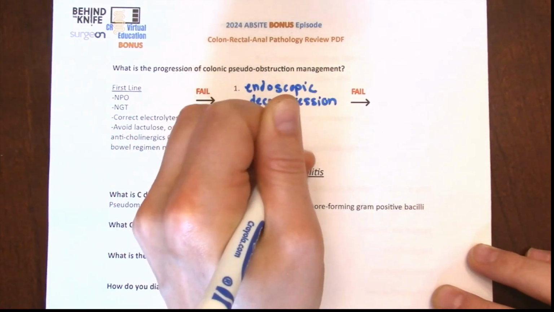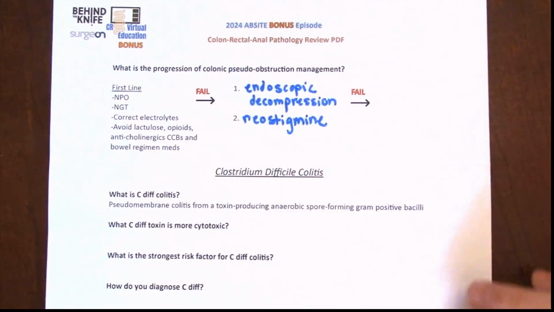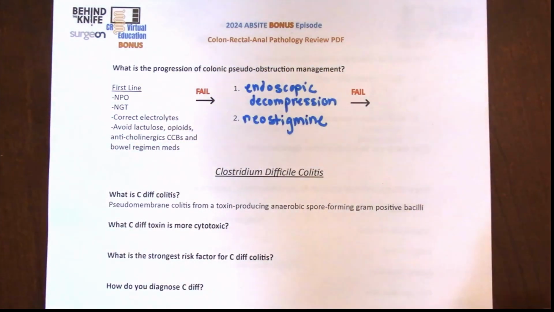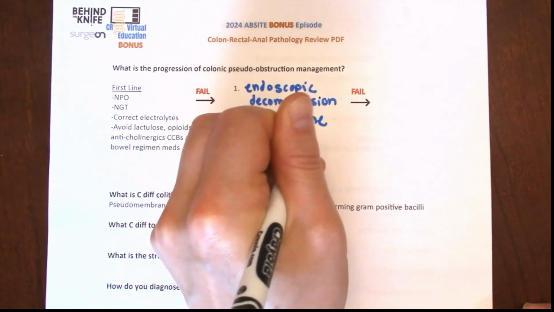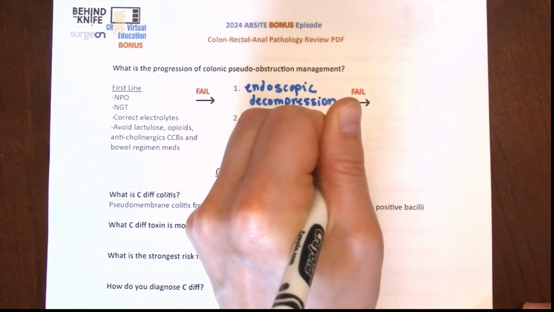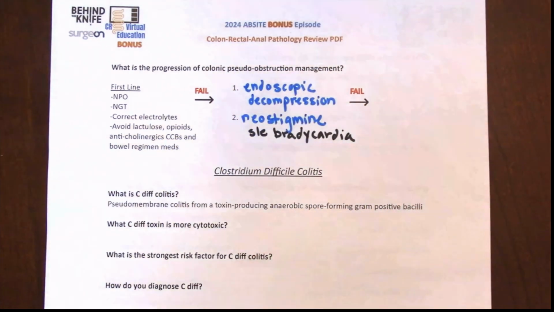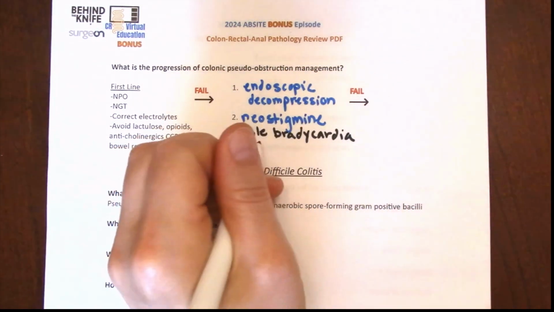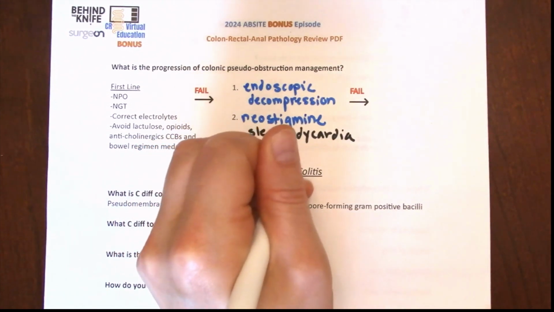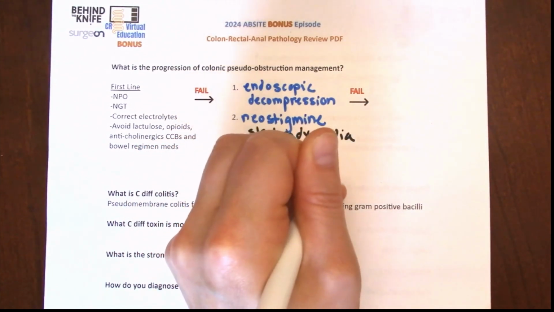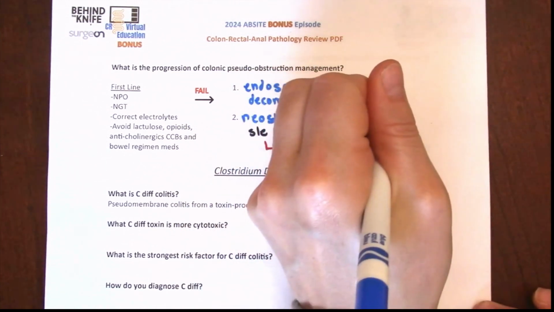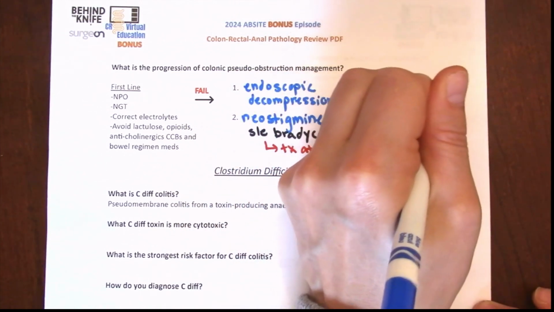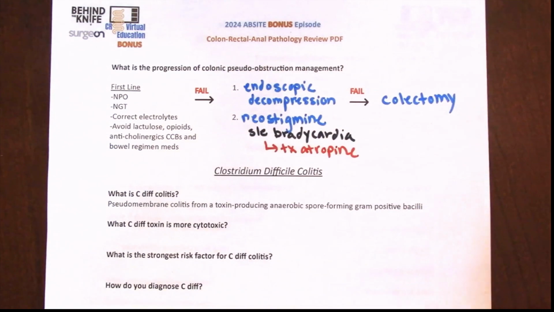or with medicine, which would be through neostigmine. However, of note, neostigmine can cause severe bradycardia that might require atropine, so might not be the best option for patients with a heart history. And if both of these fail, then the next step would be a colectomy.